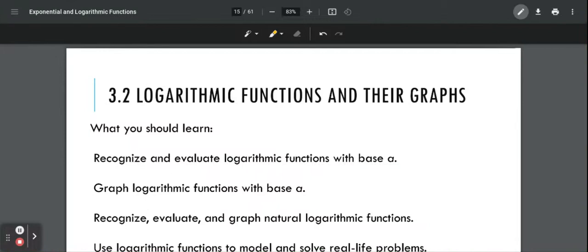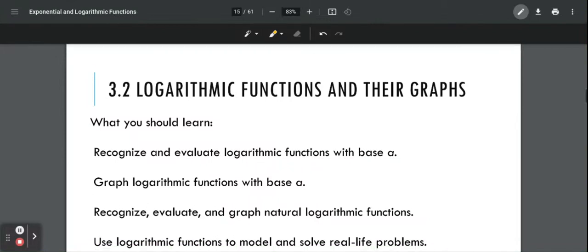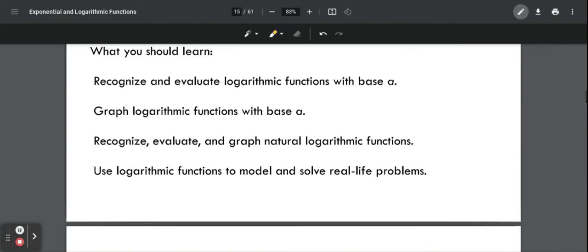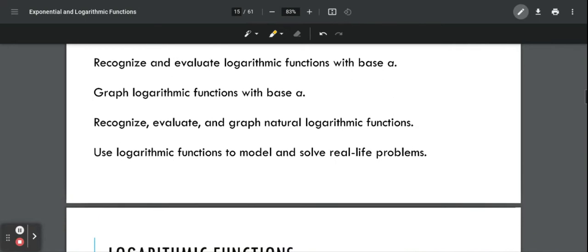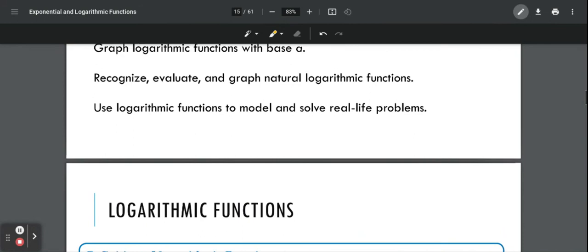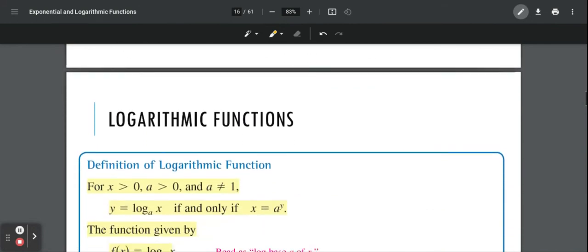Section 3.2 talks about logarithm functions and their graphs. So what we'll look at is evaluating logarithmic functions that have a base of a and what that graph looks like. And then look at the natural logarithmic functions and what those functions look like as well.